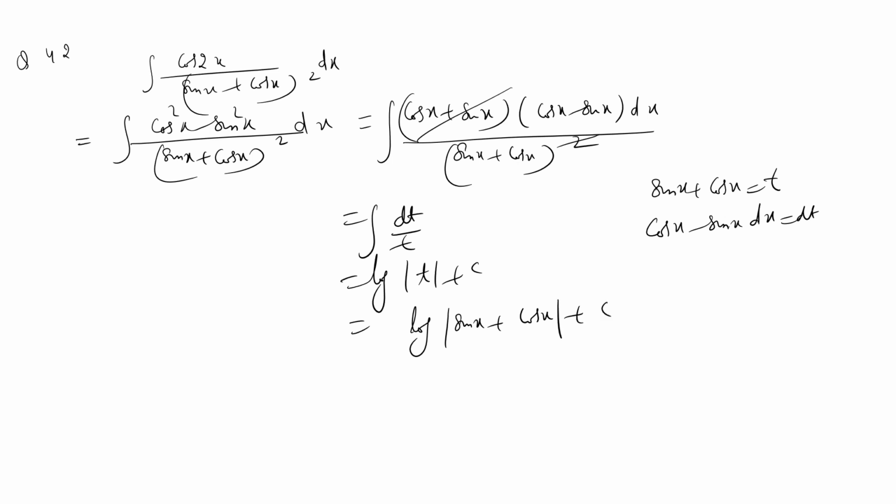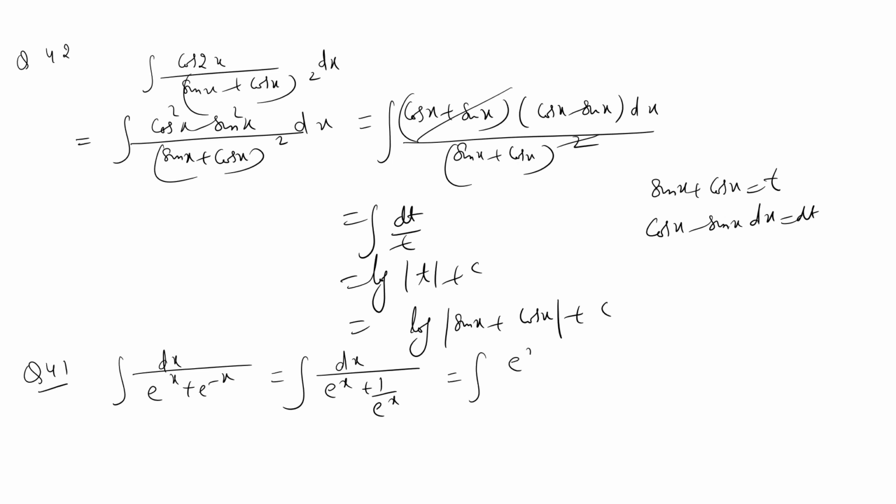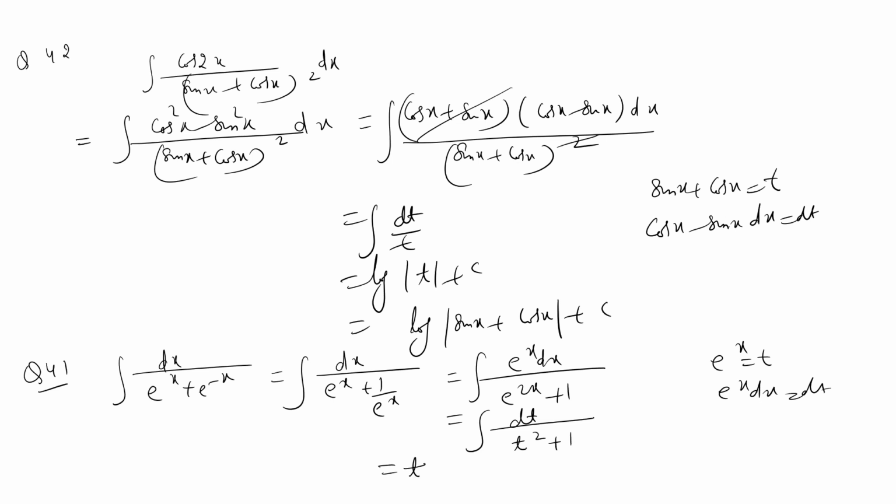Okay. Question number 41. Question number 41 is integral dx upon... See, what I'm going to do is, as there is nothing in the numerator, so what should I do? Write it like, I think we have done it earlier also. So it becomes e^x dx upon e^2x plus 1, right? Now put e^x equal to t, so that e^x dx is equal to dt, and it becomes dt upon t square plus 1, and that is tan inverse t, t is e raised to power x, plus c.